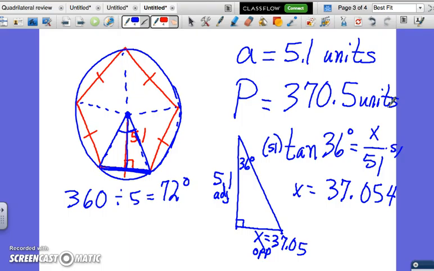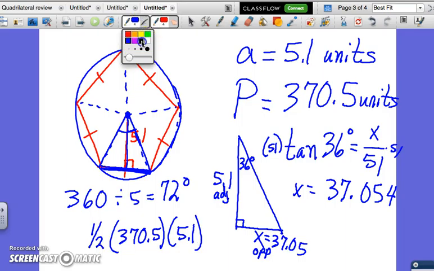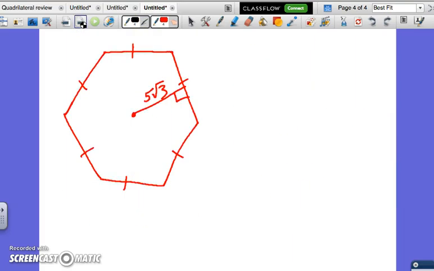Now we can actually use the formula. Remember, it's 1/2 the perimeter, 370.5, times the apothem, which is 5.1. Plugging it all in the calculator, and we have the area for this one. All right, that was a learning experience. Let's take a look at another one.